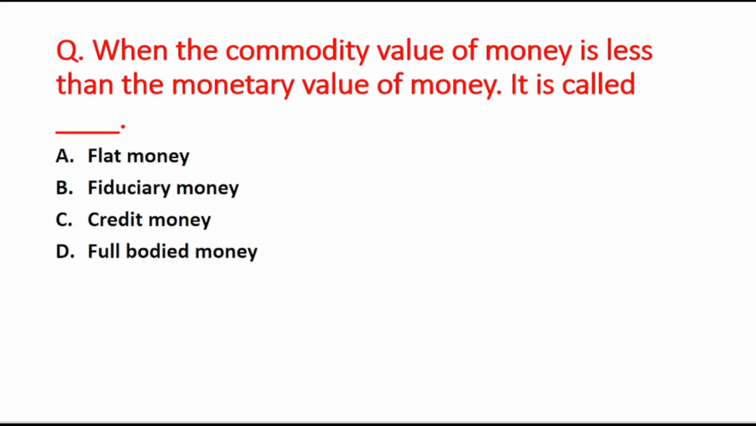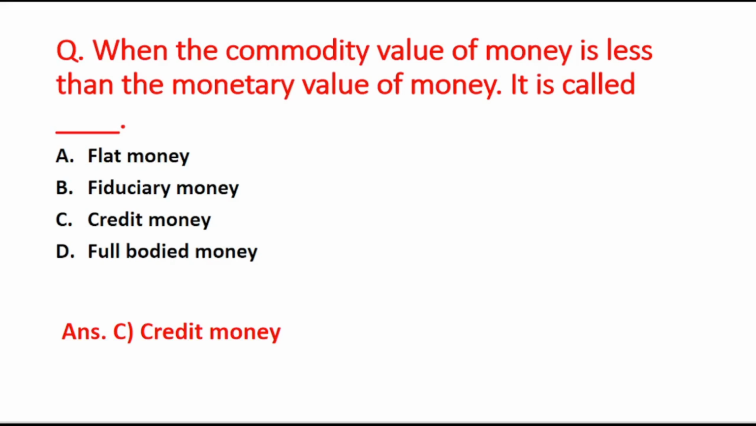Next question is, when the commodity value of money is less than the monetary value of money, it is called blank. Your A option is fiat money. Sorry guys, there is a spelling mistake here, L will be replaced by I, that is fiat money. Your B option is fiduciary money, C option is credit money, and the last option is full-bodied money. Right answer is option C, that is credit money.